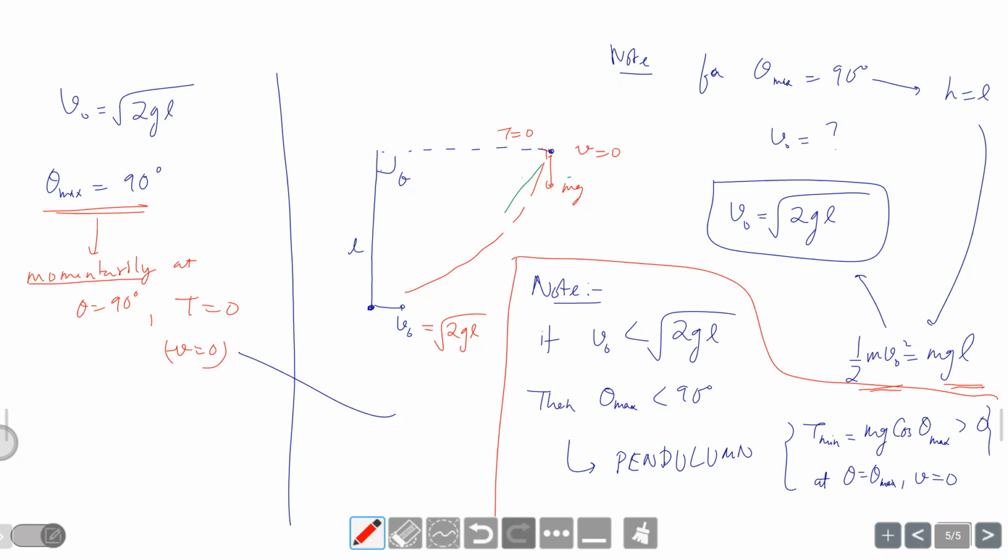So it's like a pendulum only, but the difference is that momentarily at that instant, the tension can become zero. It's like that at the 90-degree position. But then of course it comes back.